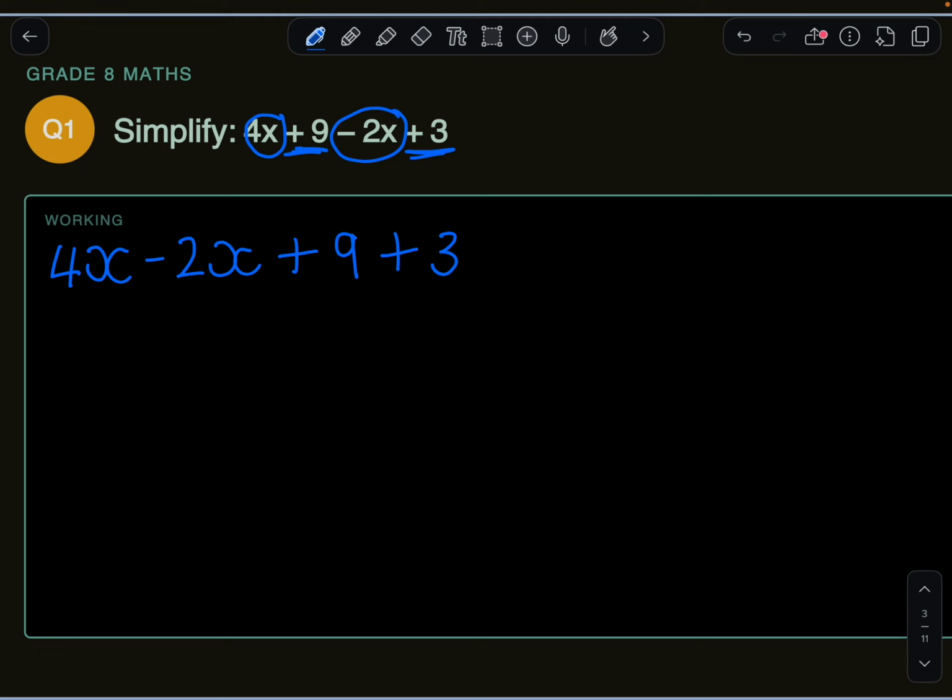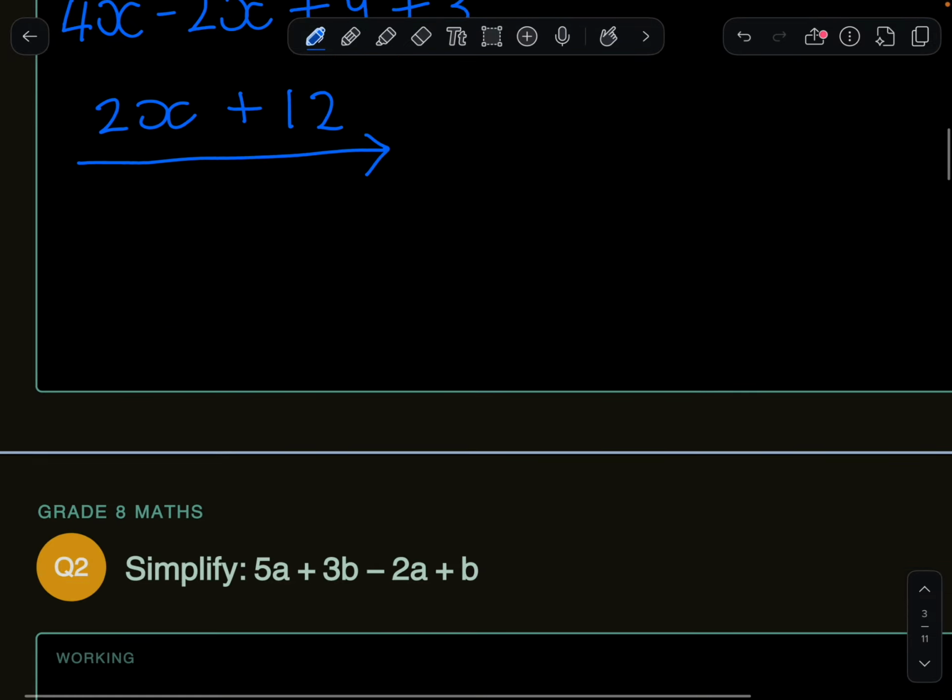In this one, we can subtract these x's. So 4x minus 2x is just 2x, just like 4 minus 2. And 9 add 3 is 12. That is as far as we can simplify here. We can't add an x and a number. So that is our final answer: 2x add 12.